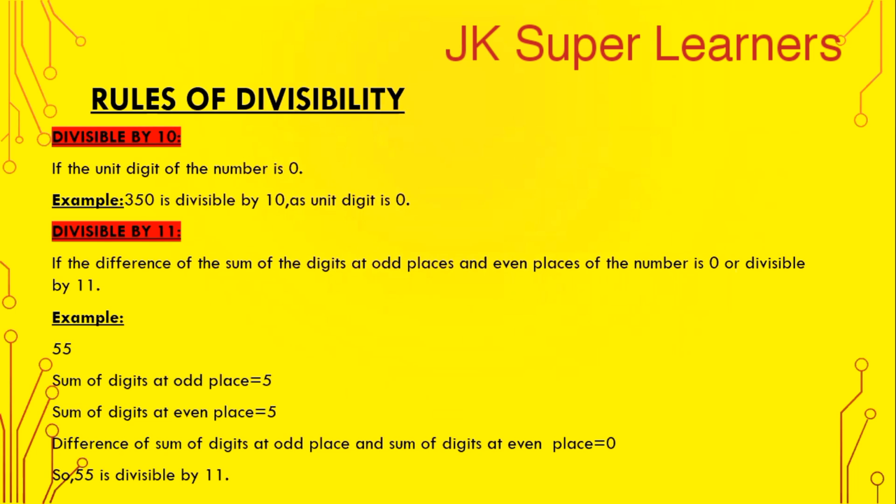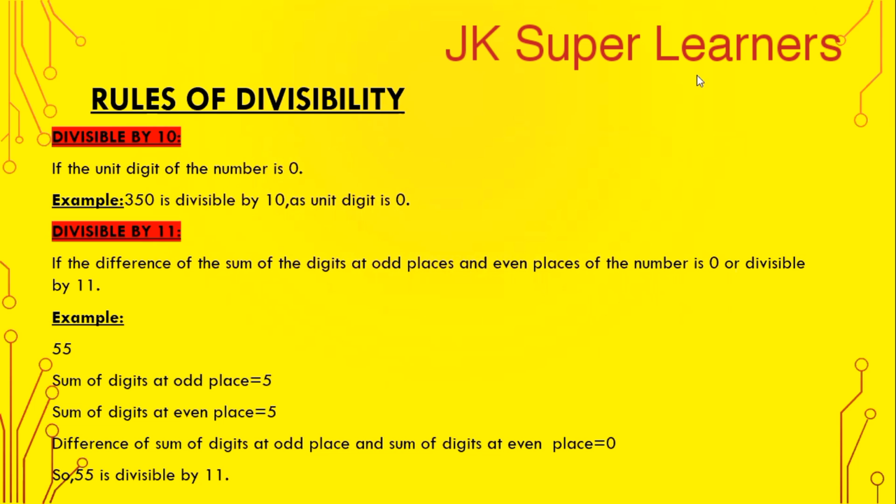Next is divisible by 10 if the unit digit of the number is 0. For example, 350 is given. So if we divide 350 by 10, 350 is divisible by 10 because here the unit digit of this number is 0.